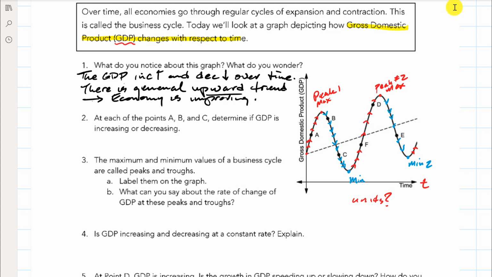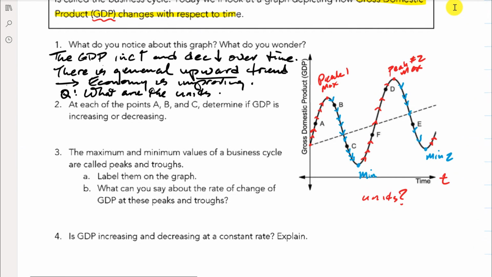Okay. Now, what do we wonder? Well, I have no idea what the units are. So my question is, what are the units? I don't know what the units of time are. Are they quarters? Are they months? Is it years? In the GDP, is it dollars in millions, billions, or trillions? I really don't know. I got that backwards, but anyways, here we go. So that's the first thing I notice here.